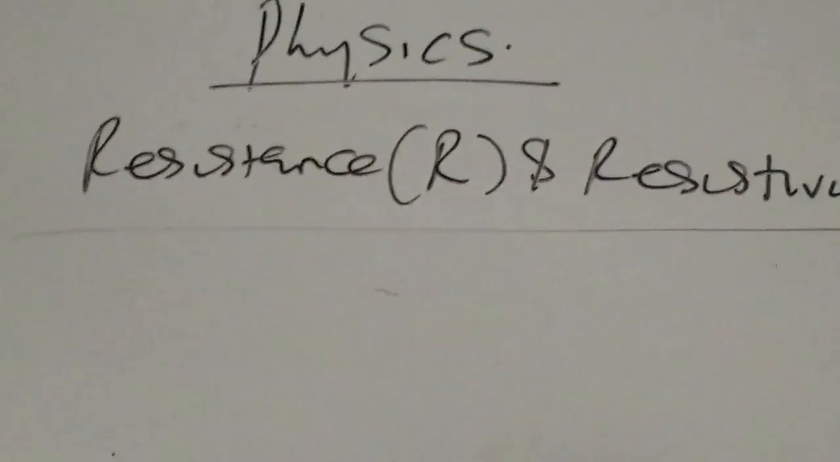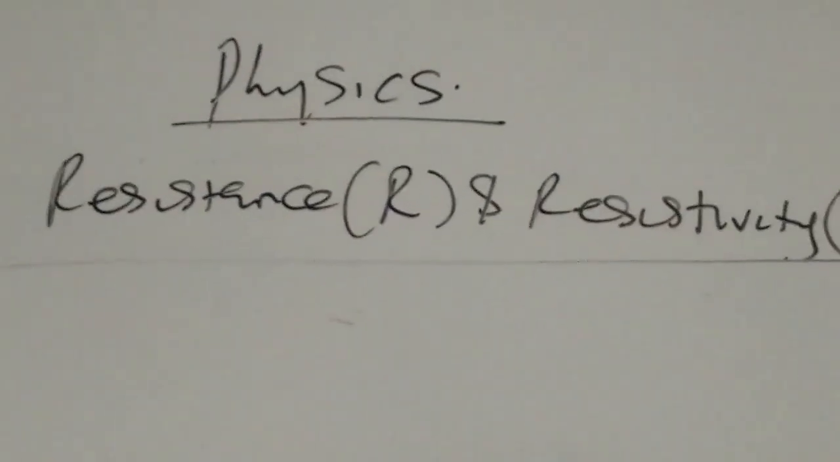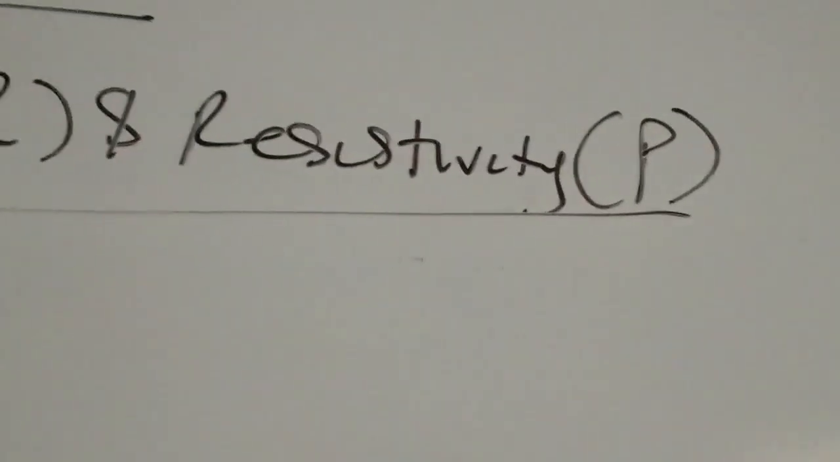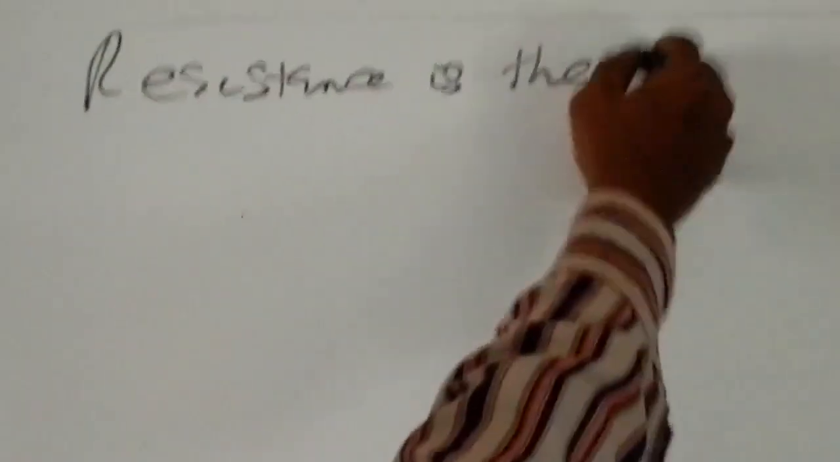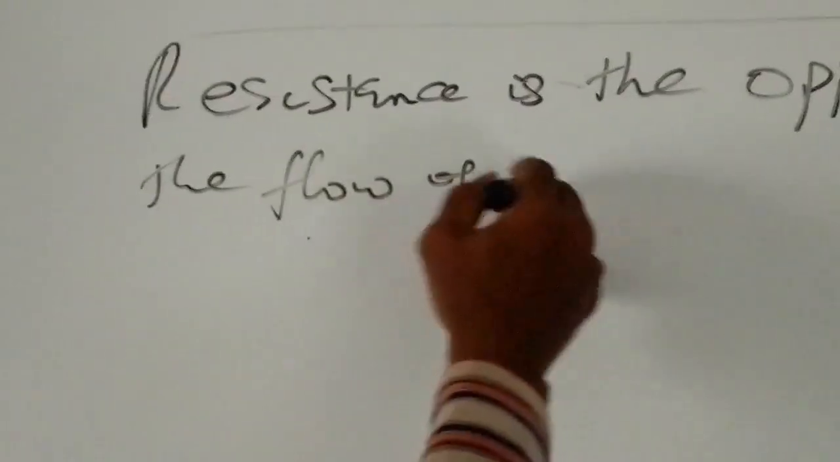So in this session, we're looking at resistance, R, and resistivity, rho, that symbol that looks like P is called rho, of a conductor. Resistance we have defined before in our former video. Resistance of a material is the opposition to the flow of electric current.